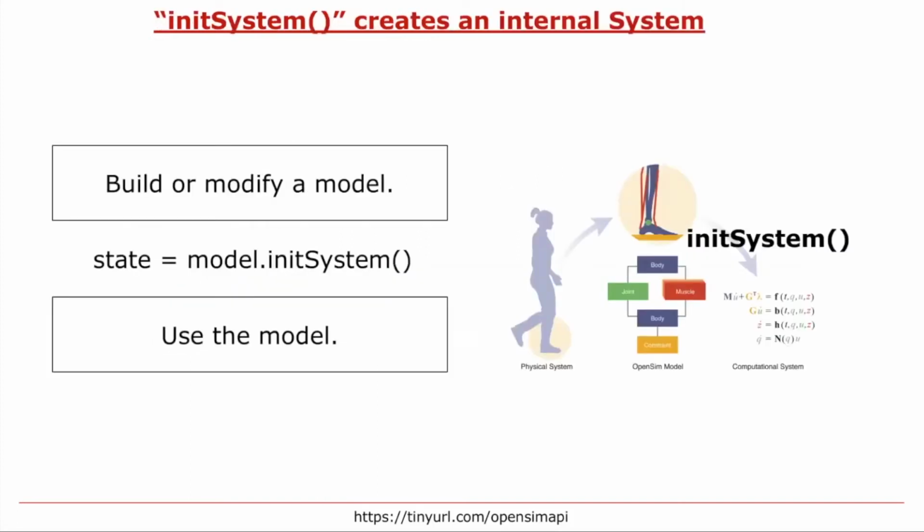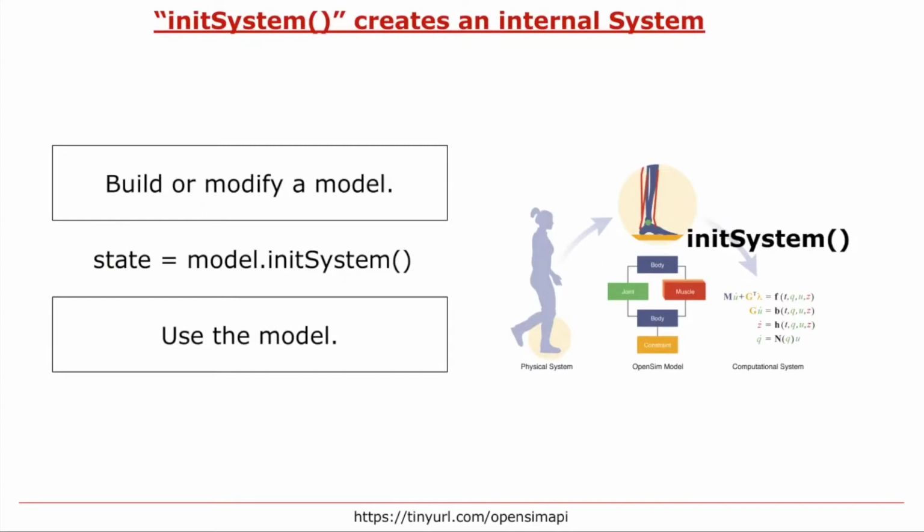At the start of the webinar, I mentioned how building a model contains two steps. You can think of initSystem as conducting the second step of converting your conceptual model into a system of equations. InitSystem also causes each component to verify that the property values you provided are valid. For example, OpenSim now checks that each muscle's max isometric force property is non-negative. InitSystem returns the default state of the model.